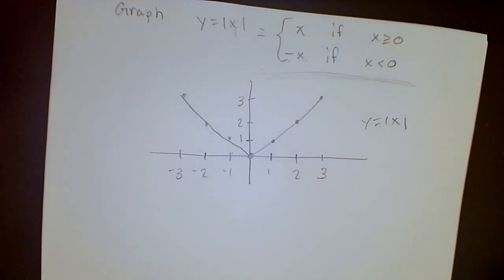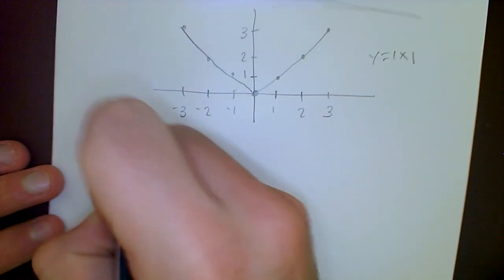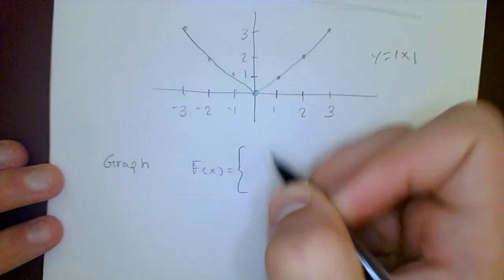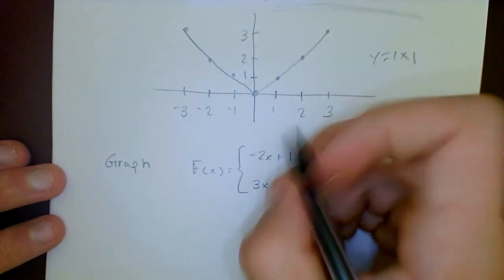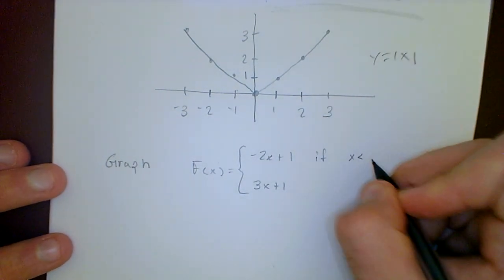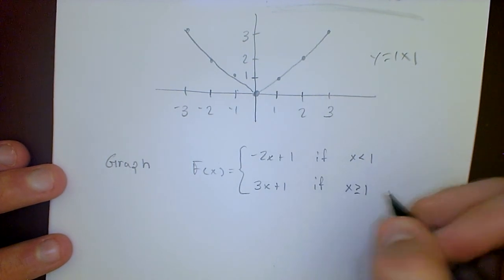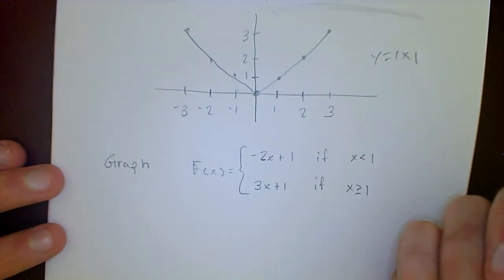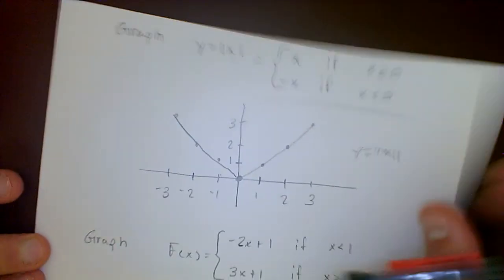Okay. All right. How about another graphing problem? Graph f of x equals piecewise definition, negative 2x plus 1 if x is less than 1, and 3x plus 1 if x is greater than or equal to 1. Okay, so remember, this 1 is our turning point. In the absolute value function, 0 is the turning point.